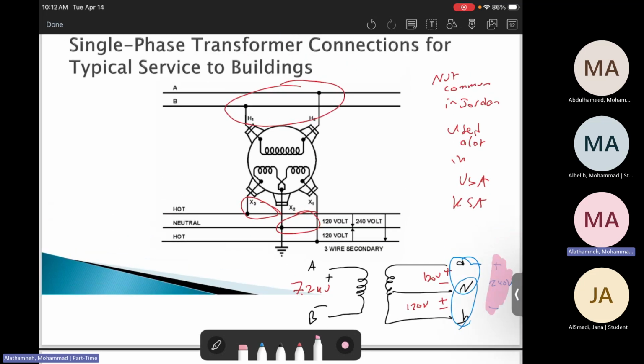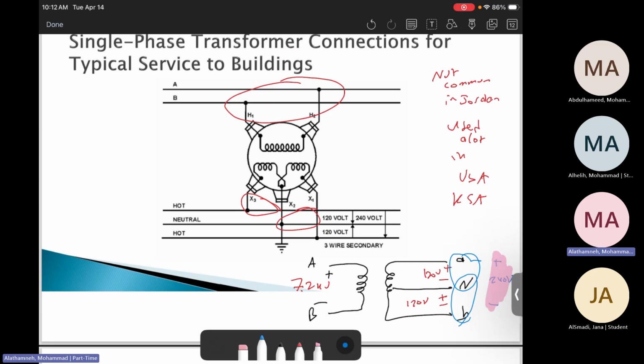Then here's the connection. We have hots and neutral. So when we put hots, you can say this is A, this is B, this is neutral. Then from here to here it will be 240, while from here to here 120, and from here to here 120. Okay, now there's a question in my mind: why are there two voltages, 120 and 240? Why don't we stop at 120 and say, let's stop with 120 and that's it?